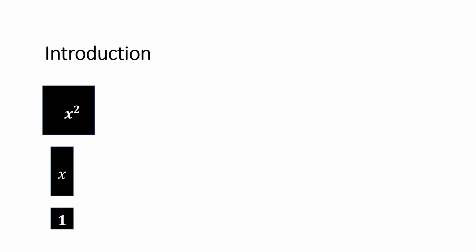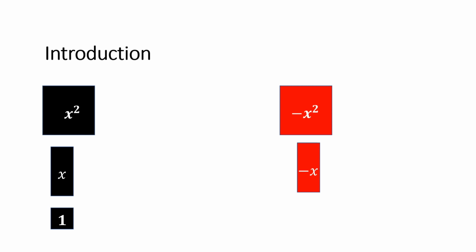The flip side of the x squared tile is red. This represents negative x squared. The flip side of the x tile is negative x. And the flip side of the unit tile is negative 1.